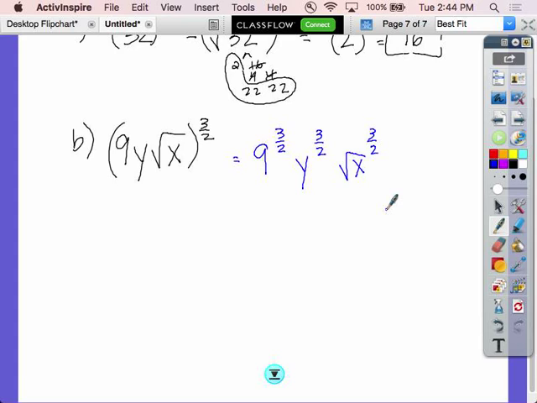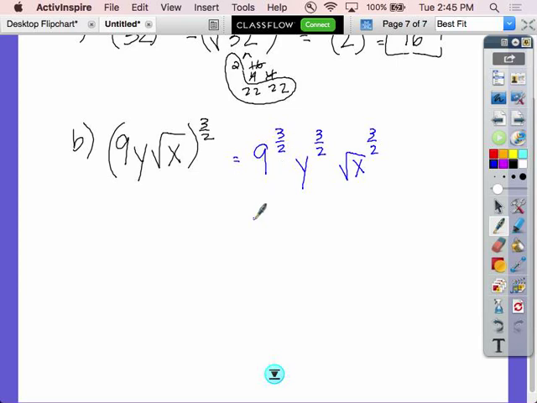Everything's going to get raised to the 3/2 power. Oh, well, that's kind of smart, too. Okay, I'm going to work it out two ways for you. I like your way better, Sierra. All right, so I'm going to go this way, and then I'm going to show you Sierra's way, which is an even better way.